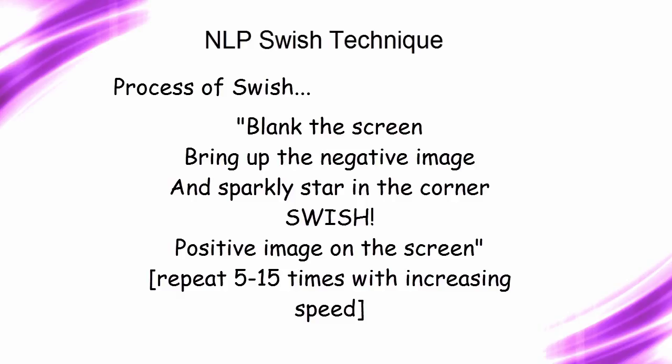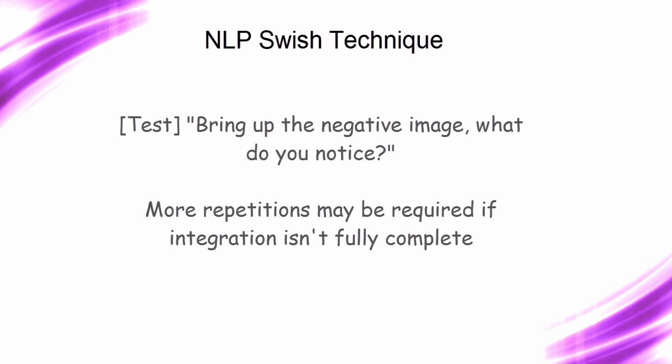So the client is made aware that this process will be repeated and it will gradually get faster and faster. So we repeat this process 5 to 15 times, gaining pace with each time we do it. We then test by asking the client to bring up the negative image, asking them, "What do you notice?" If they're still finding that they can see the image, it's not changed very much, you can do more repetitions until integration is fully complete.